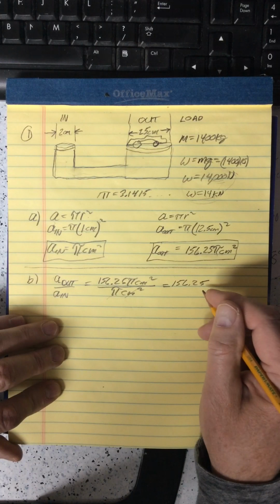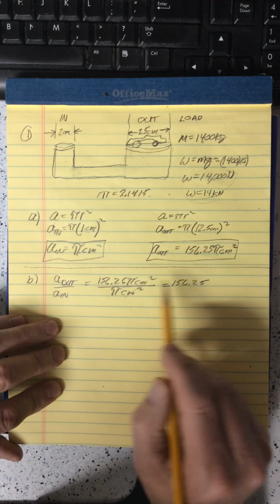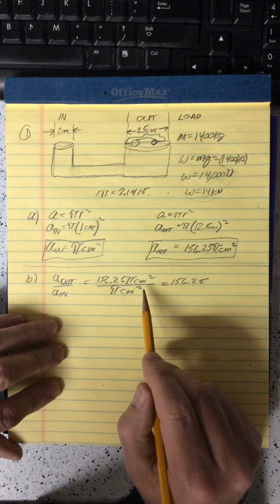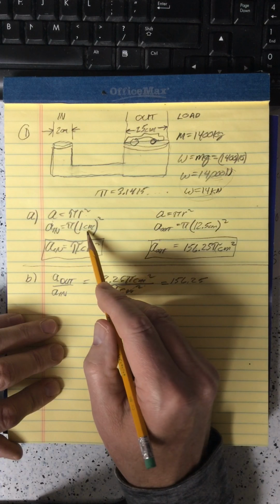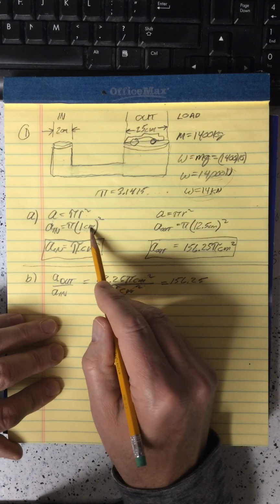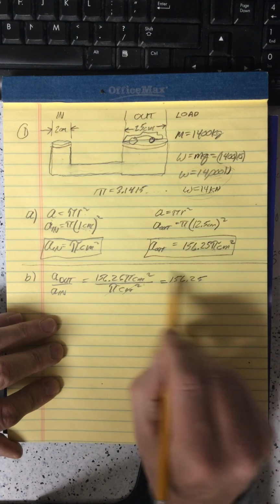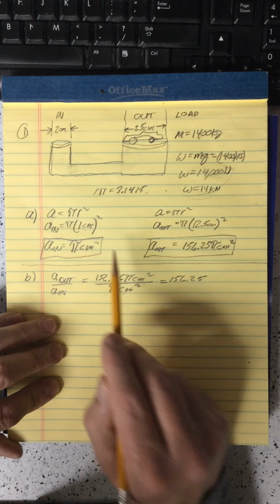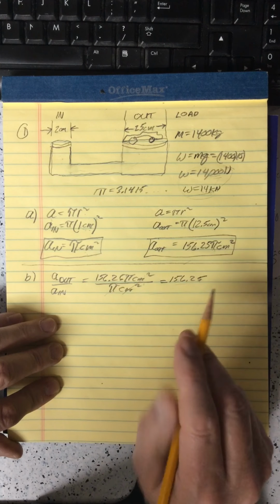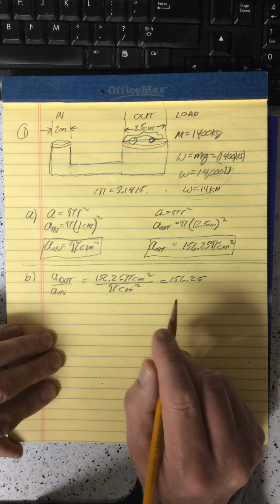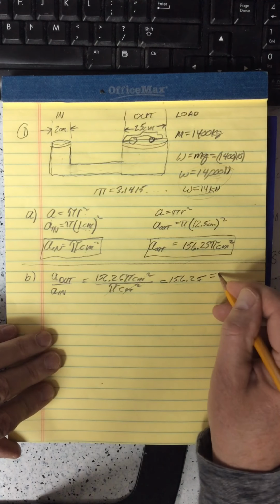So we wound up with 156.25. Notice there's no units, it's a ratio. The units canceled, which is why, since the units canceled, we did not have to convert to meters. I left it in centimeters. I did not have to convert to meters, because I knew in a problem like this, where we're dealing with a ratio, the units would cancel. Remember, so this is the answer. So that's our ratio.